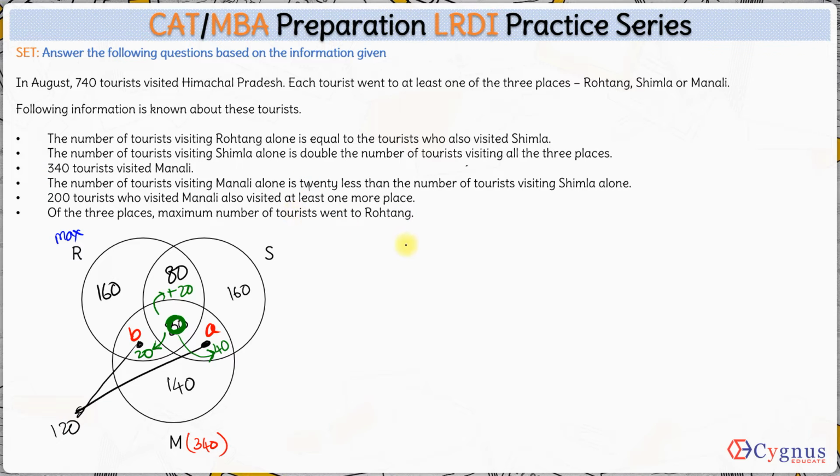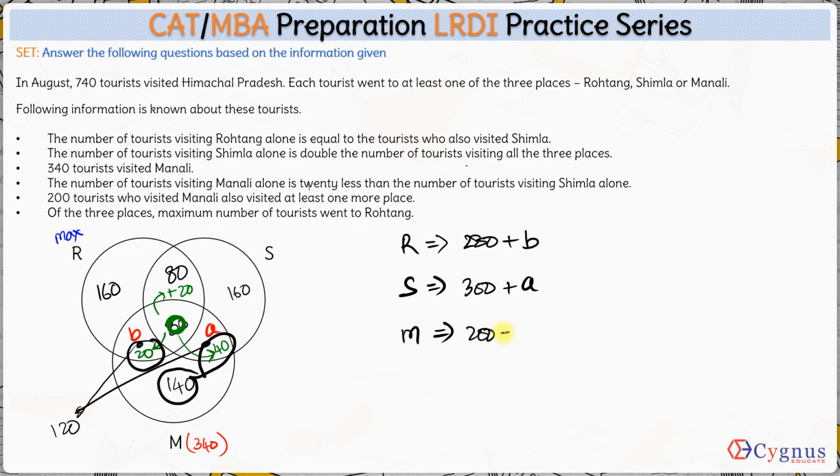Fine. So the number of tourists visiting Rohtang will be 160 plus 100, which is 260, plus 20, which is 280, plus B. The number of tourists visiting Rohtang is 280 plus B. Similarly, the number of tourists visiting Shimla will be 160 plus 100, which is 260, plus 40 plus A. So this comes out to be 300 plus A. And finally, the number of tourists visiting Manali will be 140 plus 40, which is 180, plus 20, which is 200, plus A plus B. Now we already know A plus B is 120, so this comes out to be 320 here.